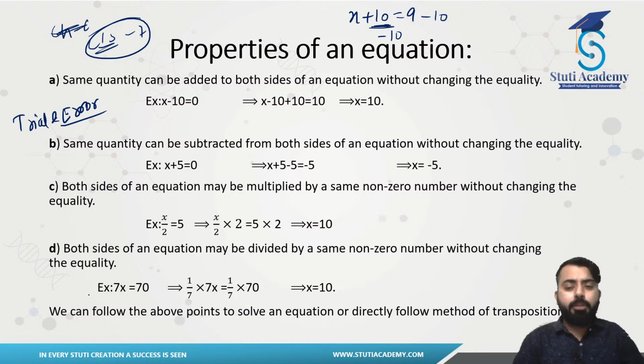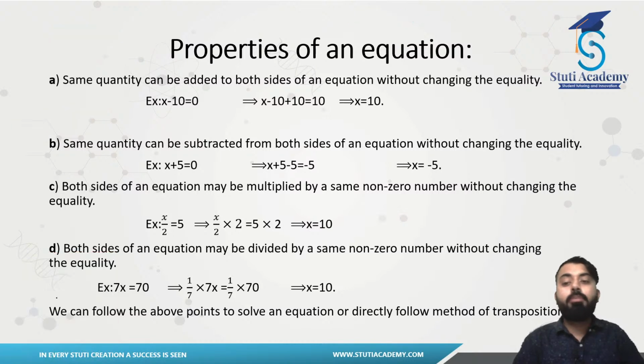So properties of equations are just telling you that you can perform any operation on your equation, whether it is addition, subtraction, division, or multiplication. But remember, we never do it like this, because it is understandable that if we have a negative 10 here, on adding 10, it will become 0 and this 10 will cancel out. So you can just either do what?